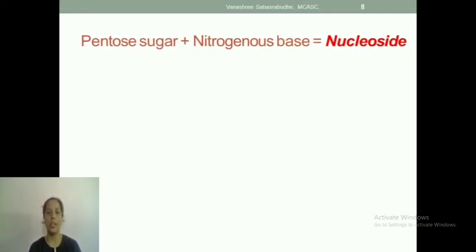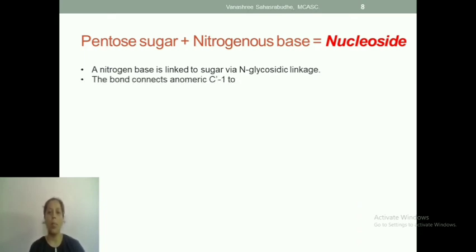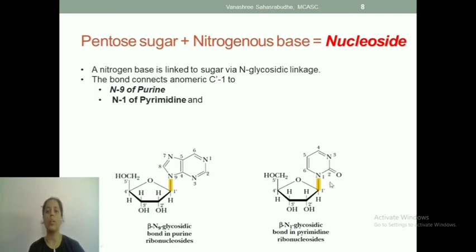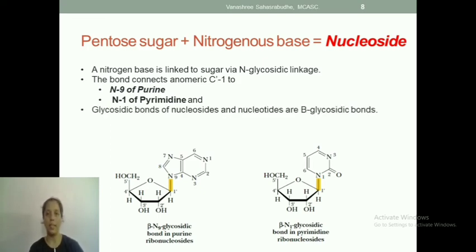Now, how are nucleosides formed? Pentose sugar plus nitrogen bases form nucleosides. How are these linked? They are linked via a glycosidic linkage, the bond that connects the anomeric C'1 carbon to N9 of purine. So here you can see the N9 of purine is involved in the N-glycosidic bond in case of purines, with the C'1 carbon of ribose or deoxyribose sugar, and N1 of pyrimidine. Here you can see N1 is involved in the glycosidic linkage. This is very important. These glycosidic bonds are beta glycosidic bonds.